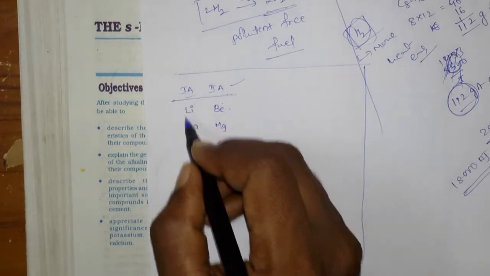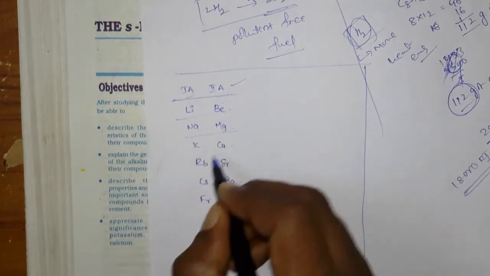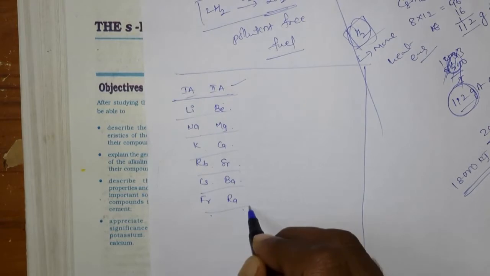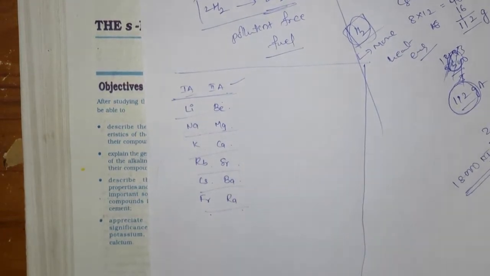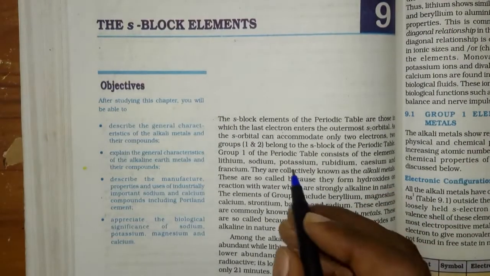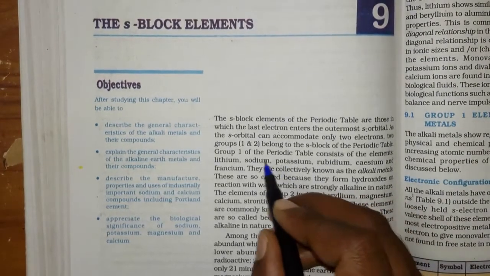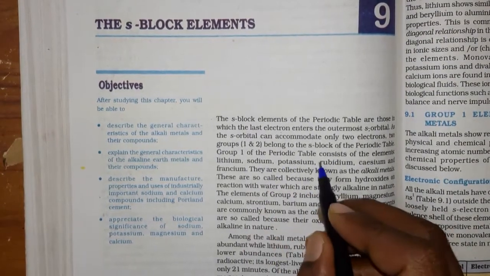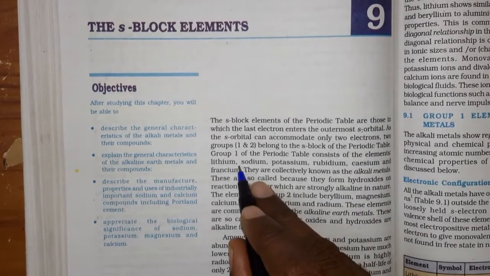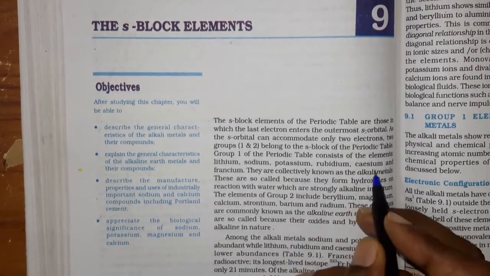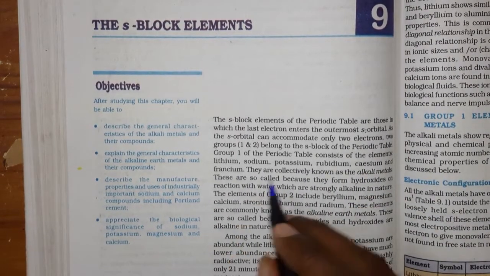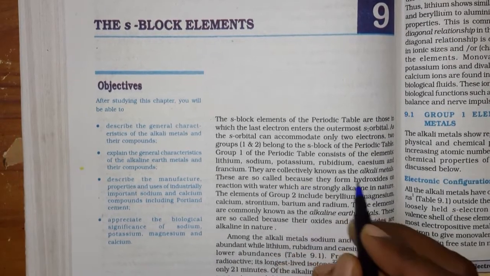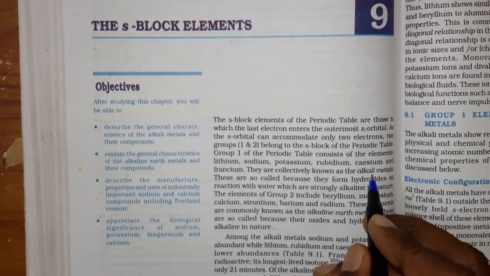These are the groups and these are the periods. Now we can see that group 1 of the periodic table consists of the elements lithium, sodium, potassium, rubidium, cesium and francium, and they are also called alkali metals.